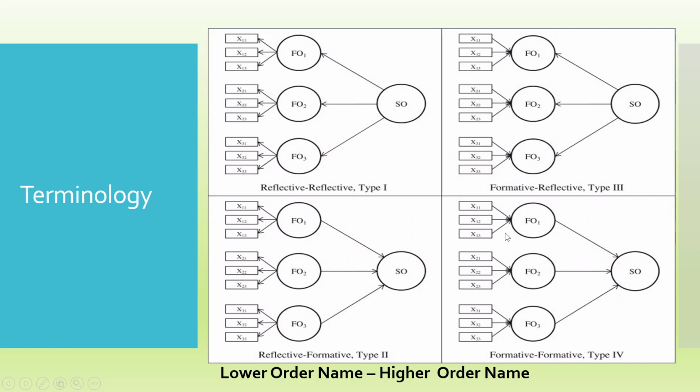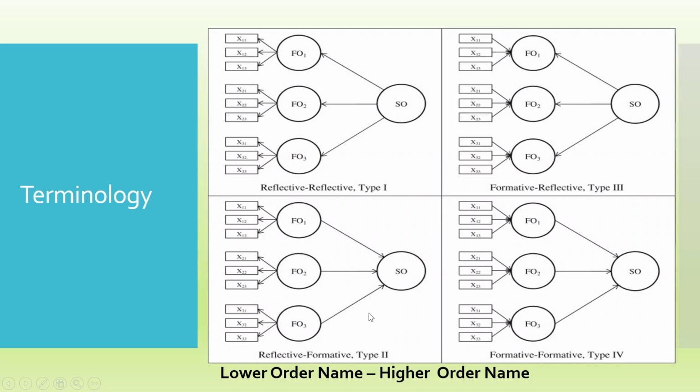Now there is a definite terminology to name the model. We'll start with the first one, type 1 model. We will first name the lower order and then we will give the name for the higher order. So you can see here FO1, FO2, FO3. In all these cases, the arrows are moving out and therefore it's a reflective construct. If I talk about SO, here also the arrows are moving out and therefore it's a reflective construct. So lower order reflective and higher order reflective, it's a reflective-reflective type 1 model.